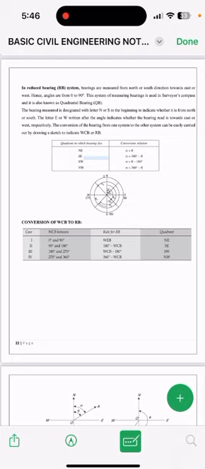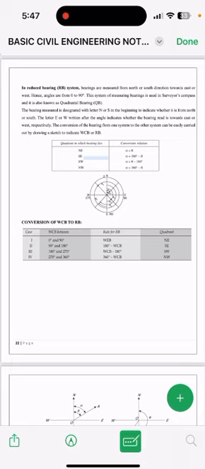Next one is the second coordinate, 90 to 180. Here it is whole circular bearing to reduced bearing. Reduced bearing has two reference points, north and south. North is 0 degrees, south is 180 degrees. Here, in the second coordinate 90 to 180, we have to write down 180 degrees minus whole circular bearing. The third one is 180 to 270 degrees, so we have to convert the whole circular bearing to reduced bearing: we write down the whole circular bearing minus 180 degrees.